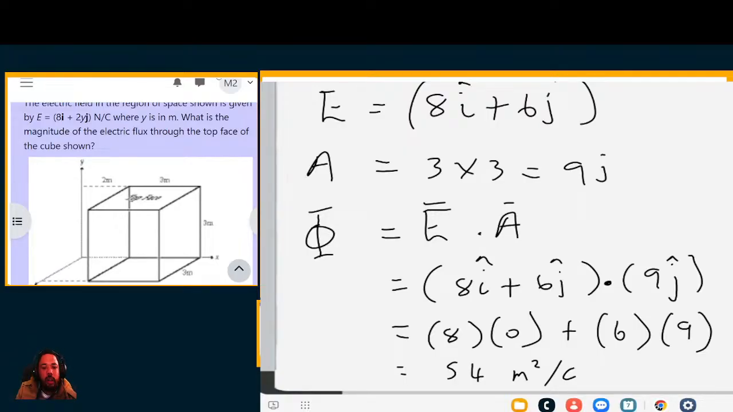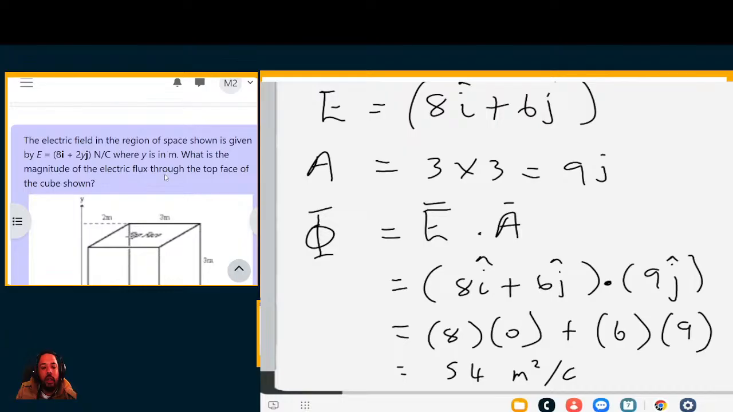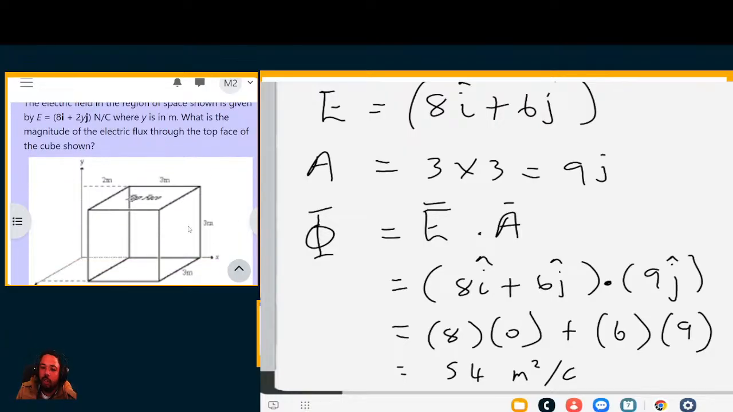Let's check if we are correct. So we've calculated the electric flux only through the top surface. Now you can calculate it for any one of these. The only difference every time is the area vector. Since this is a cube, the area for every surface will be 9, but the area vector is going to change. If they asked for the surface on the right hand side, the area vector would be i hat.